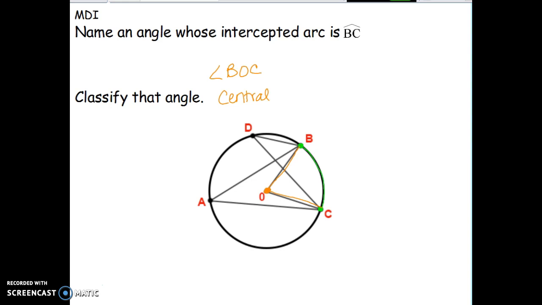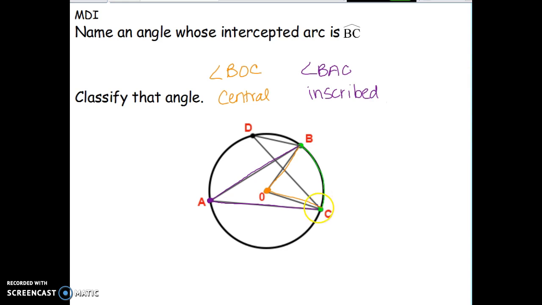We can also see that B and C also end up going to point A. So we can say that BAC also intercepts this arc. And because A is a point on the circle, that means that this is an inscribed angle.